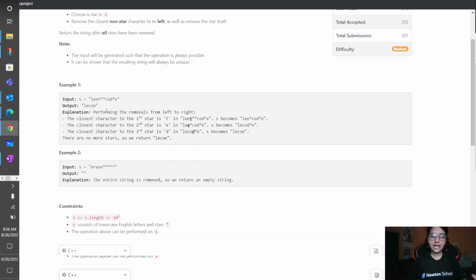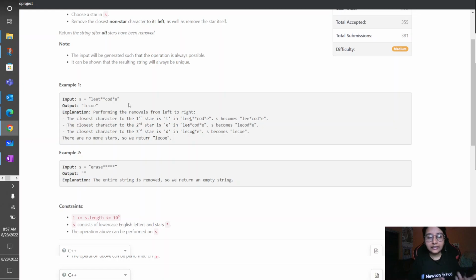Now I've already explained how we are required to do it. Now just think of a data structure, or before even thinking about a data structure, just think about how you would do it when you traverse the string, and whenever you encounter a star, you remove that star, and then you would have the ease of removing the leftmost character which is just before that star. In this manner you are required to think.